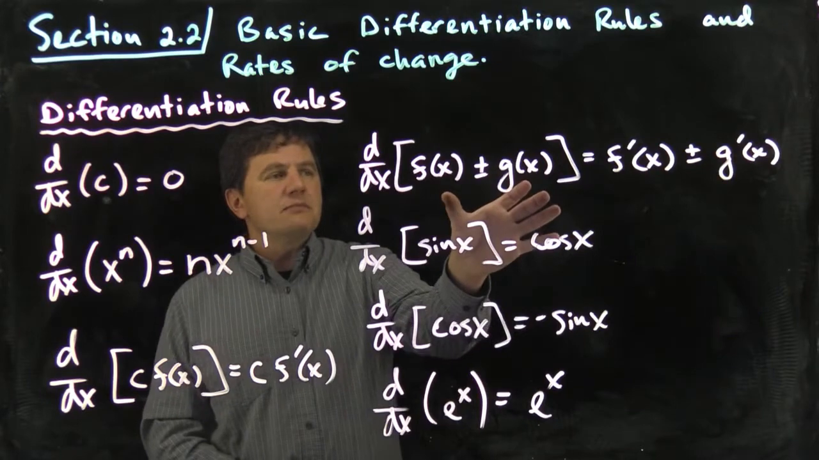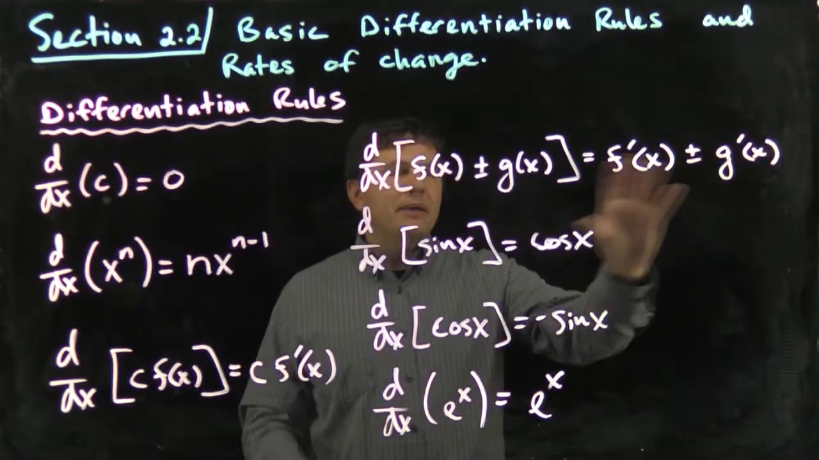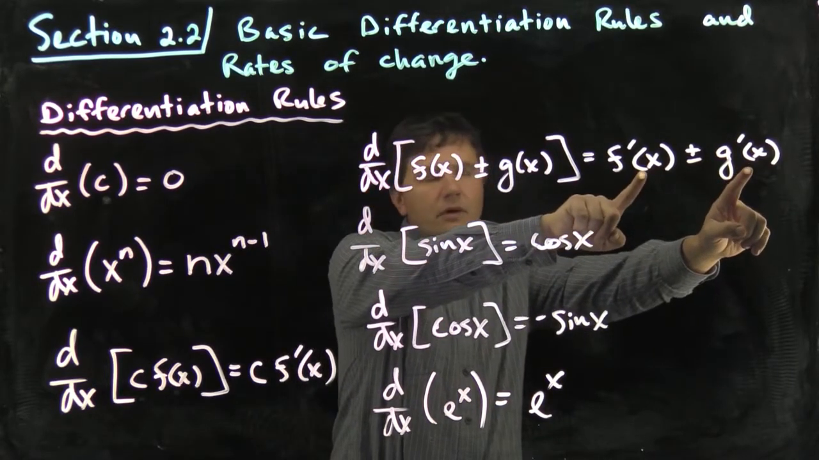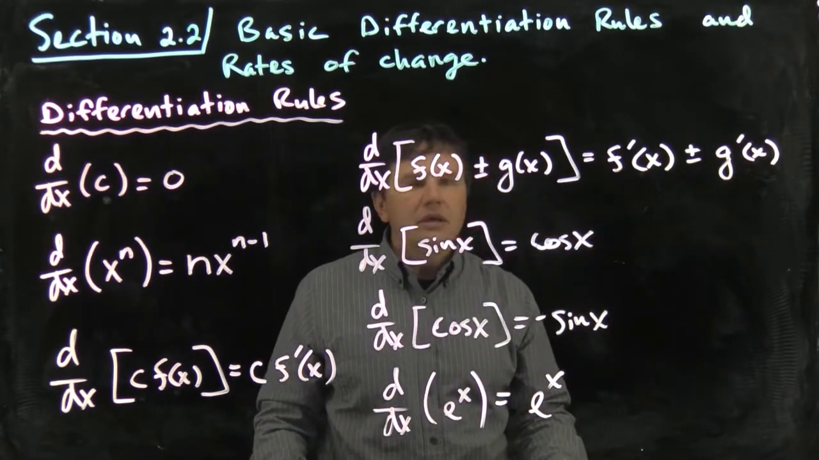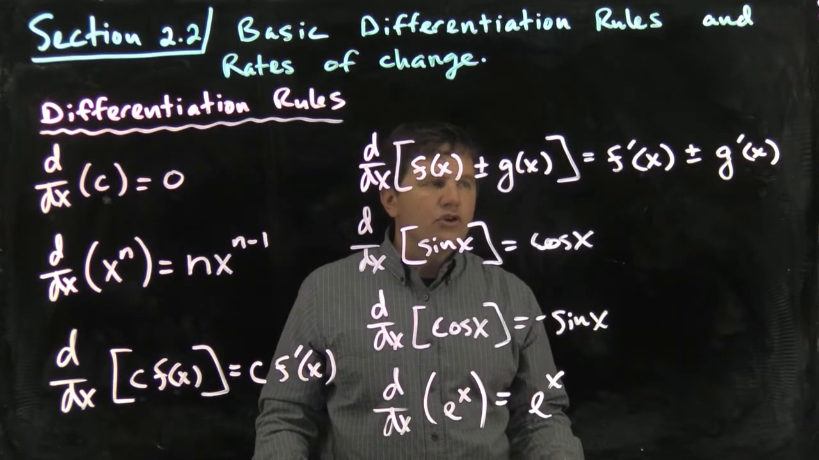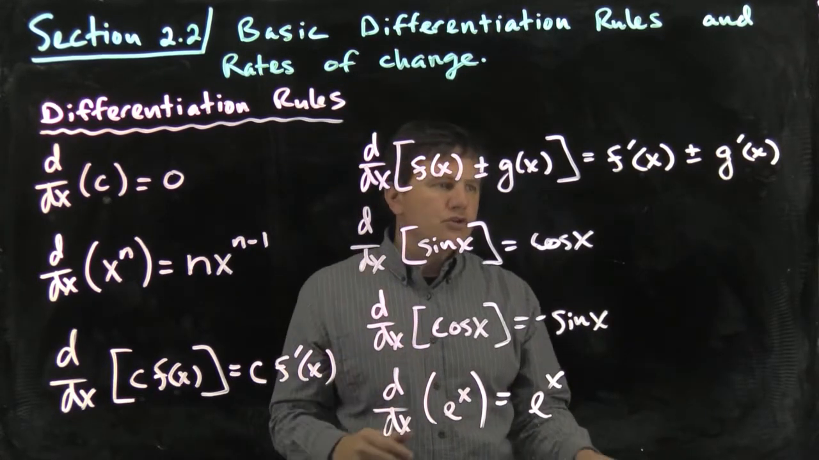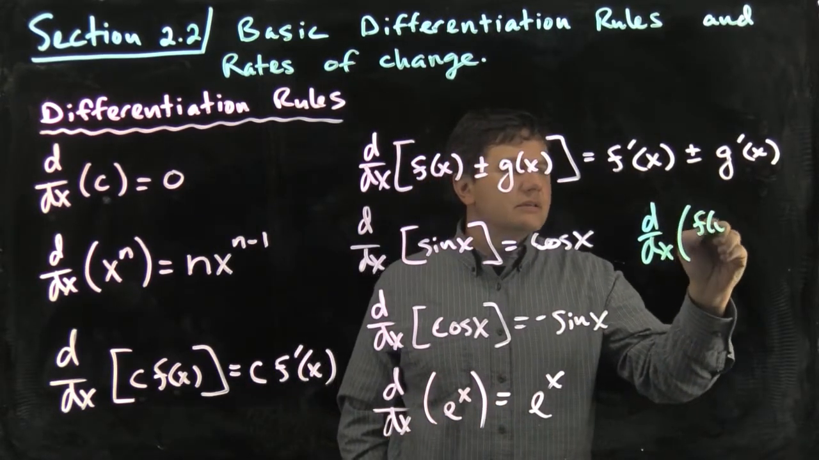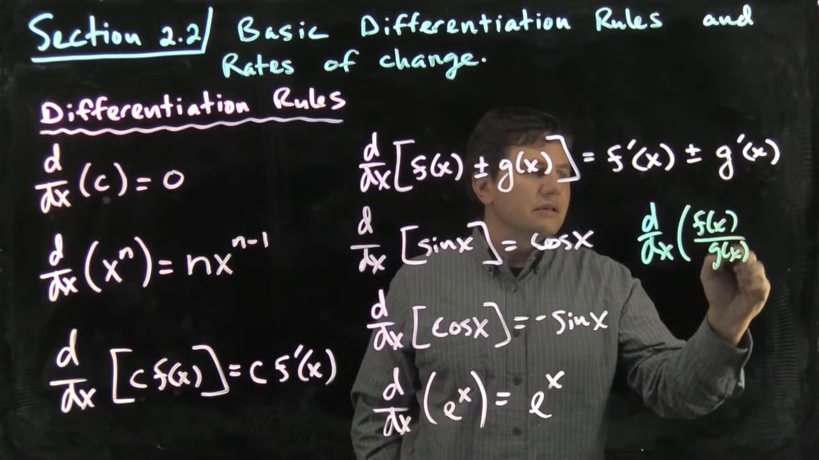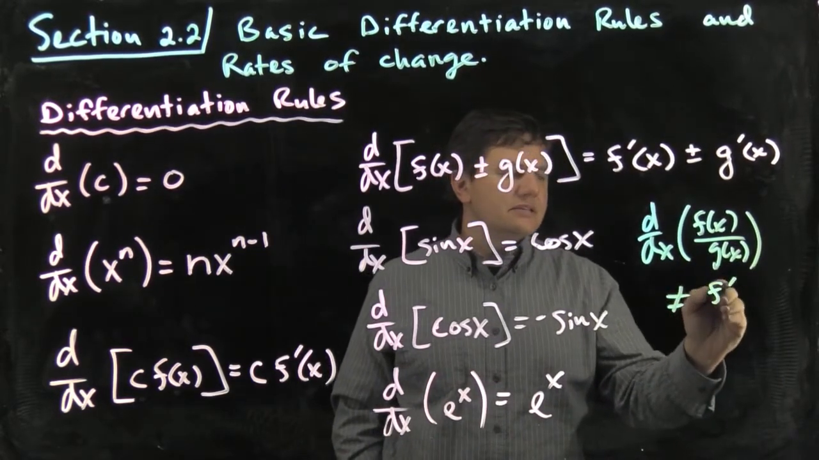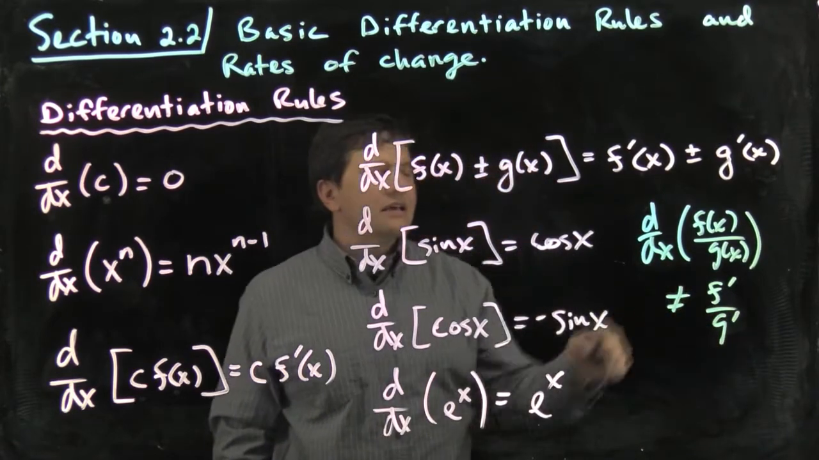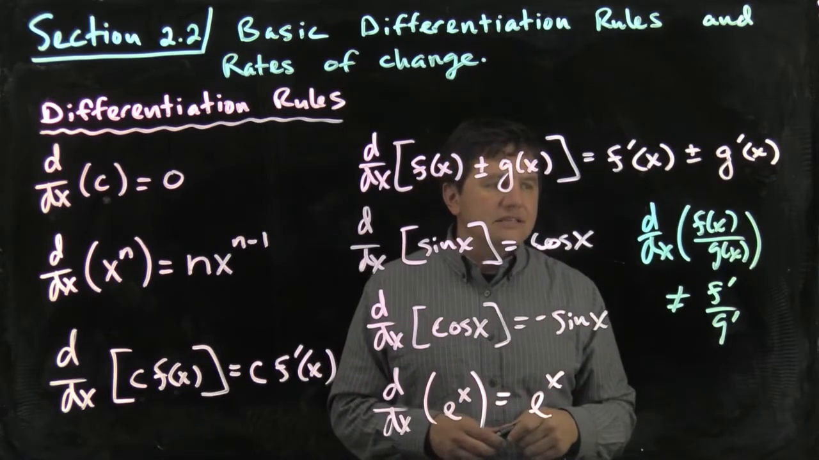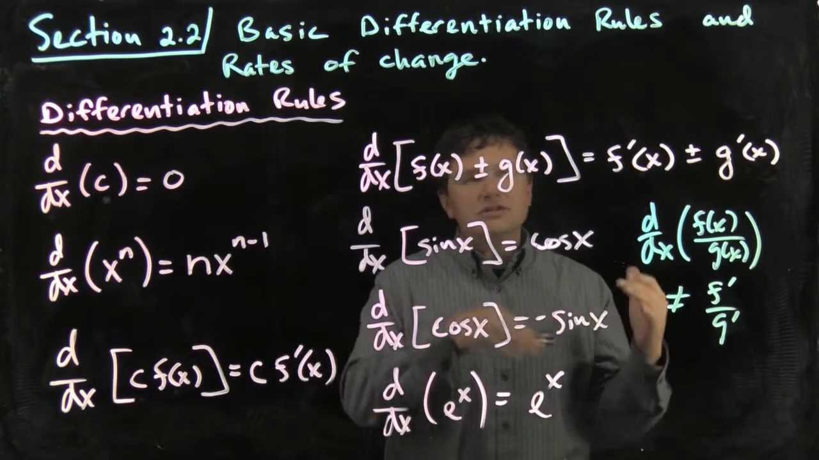Okay, this is a sum difference rule. Basically, it's kind of intuitive. If I take the derivative of a sum or difference, I can take the derivative of the parts and then add or subtract them. The thing that's important is you'll notice that we're not doing a multiplication or division rule. So the derivative of f of x over g of x is not just f prime over g prime. It is not. Same is true if we do a product. If we take the derivative of f of x times g of x, it is not f prime of x times g prime of x.